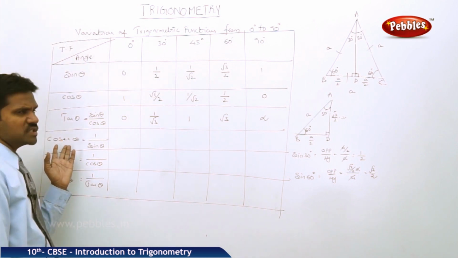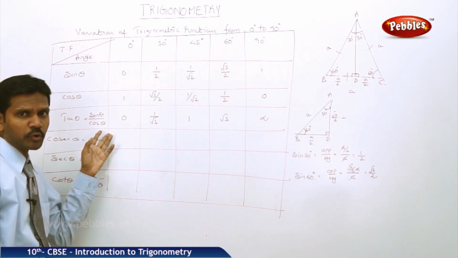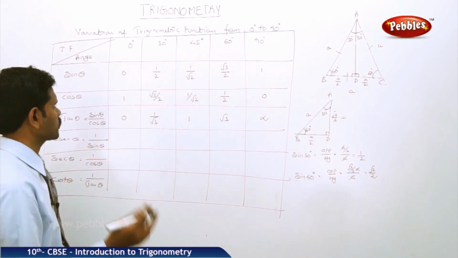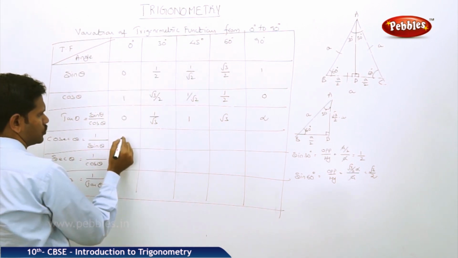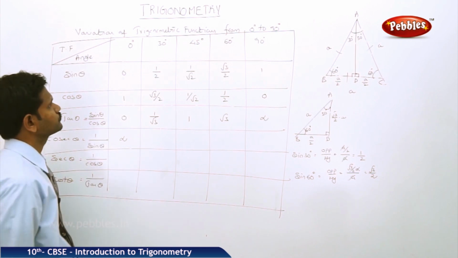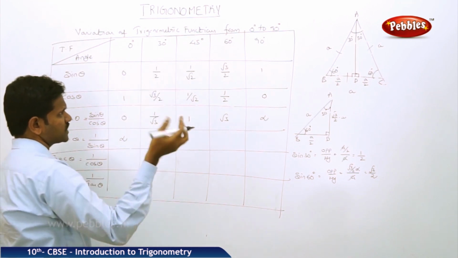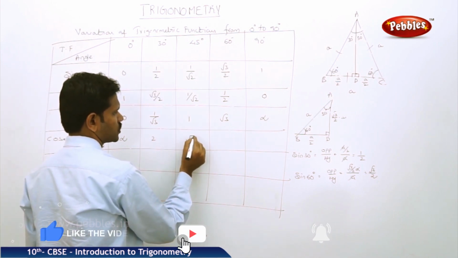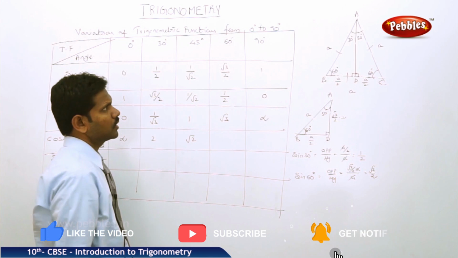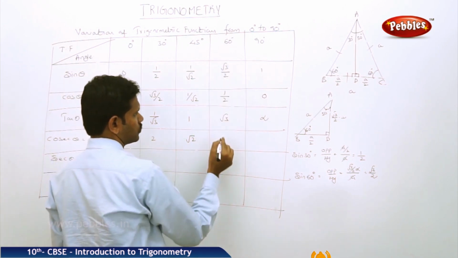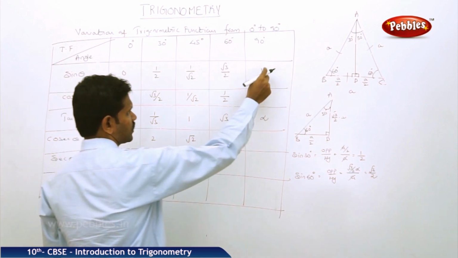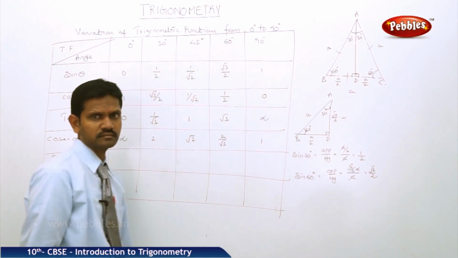Now, cosecant theta is the reciprocal of sin theta. Sin value, sin 0, then you just have to take the reciprocal. 1 by 0 is infinity. Reciprocal of 1 by 2 is 2. Reciprocal of 1 by root 2 is root 2. Reciprocal of root 3 by 2 is 2 by root 3. Reciprocal of 1 is 1 only.